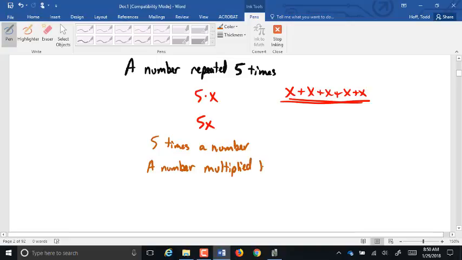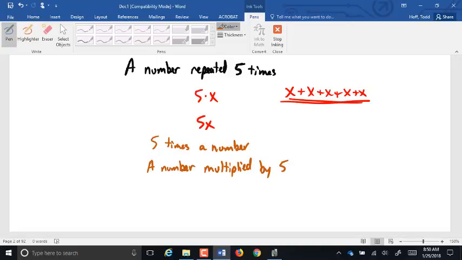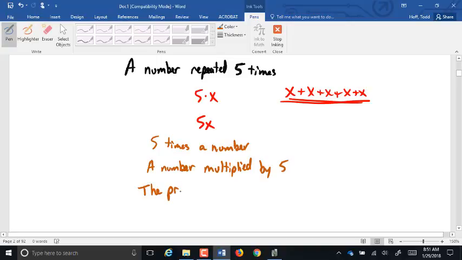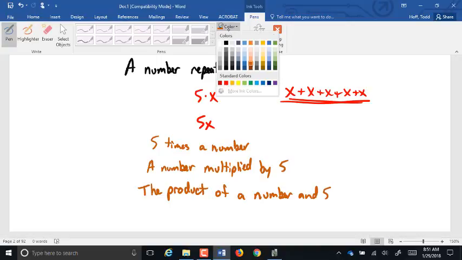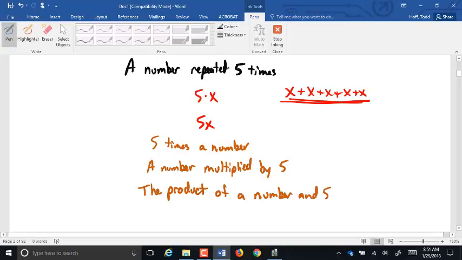A number multiplied by 5. Just like we have sum for addition and difference for subtraction, anybody know what the result of a multiplication problem is called? The product of a number and 5, or the product of 5 and a number, either one would be the same. And of course, there are other phrases we could come up with for 5x.